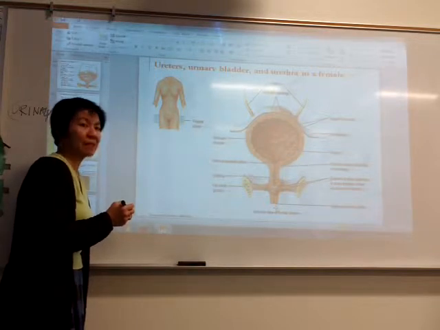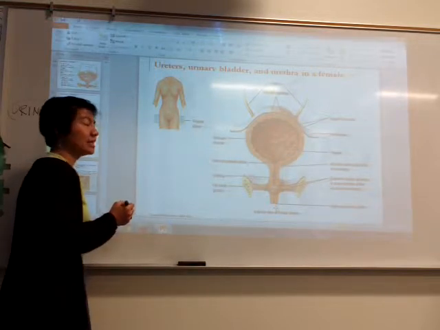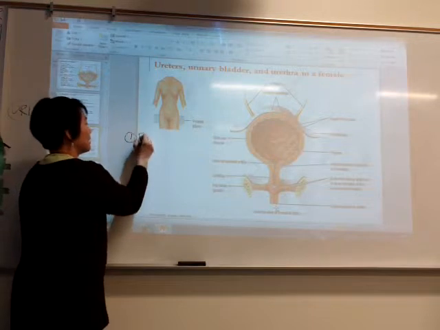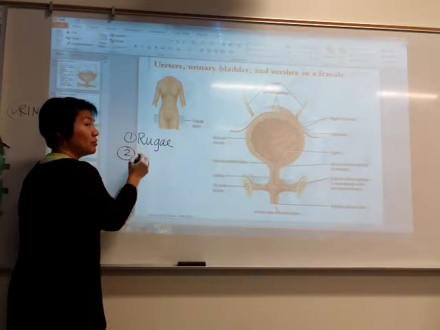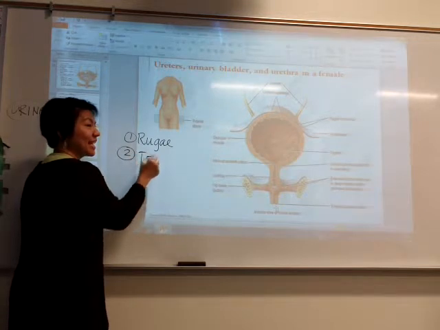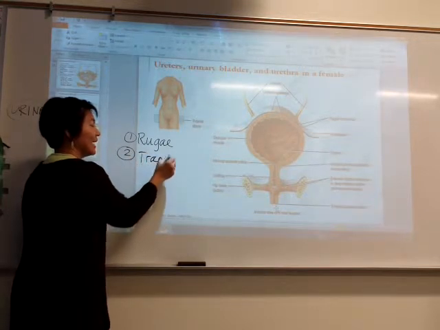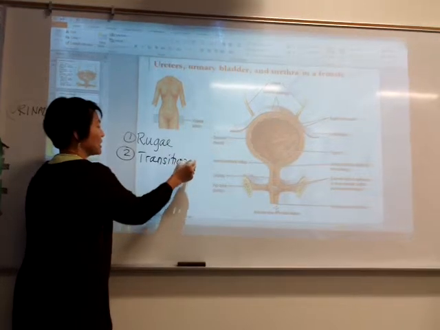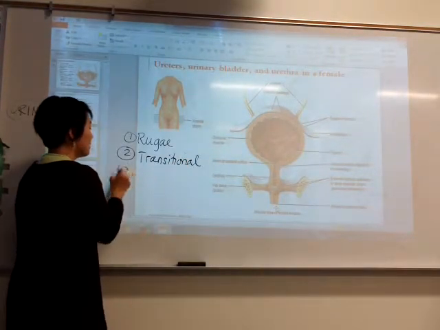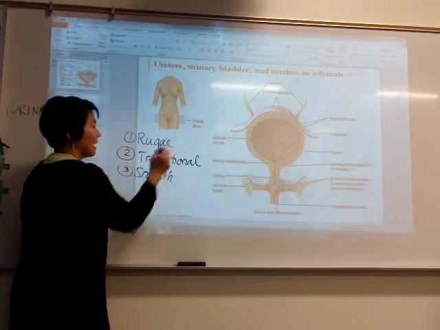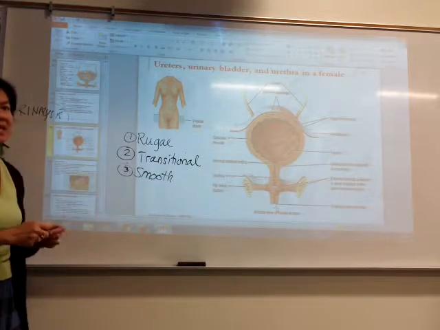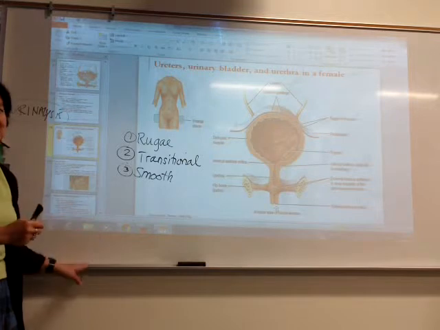So what makes the bladder an ideal holding chamber? Number one, rugae. Number two, do you remember? Transitional epithelium, right? Stretches. Yes, very good. Transitional epithelium. Number three, the smooth muscle. Isn't that a property of smooth muscle? It is able to stretch.